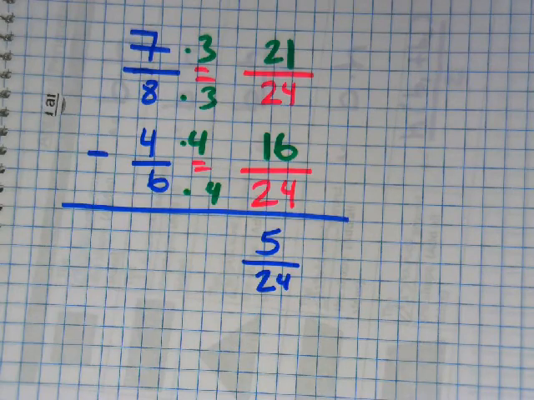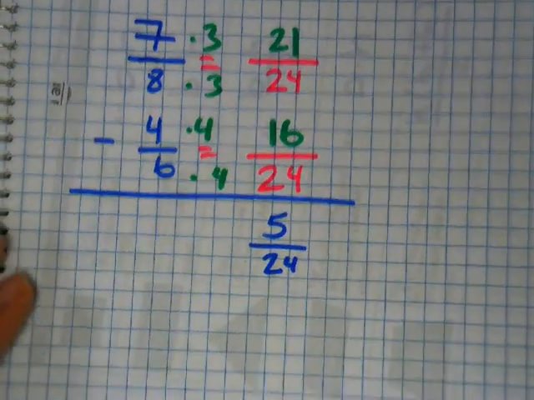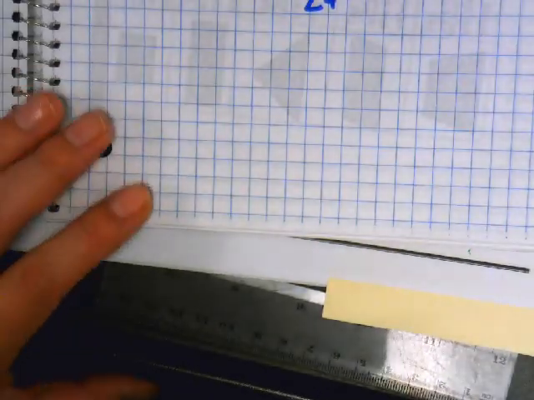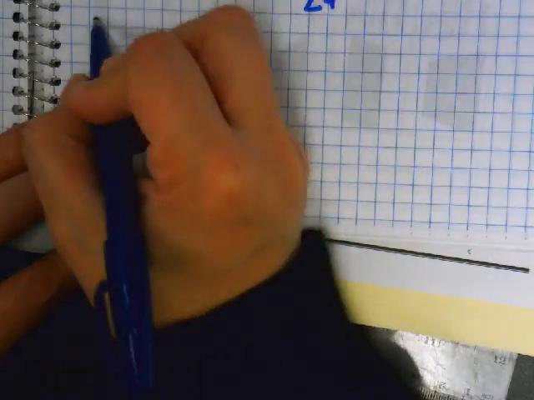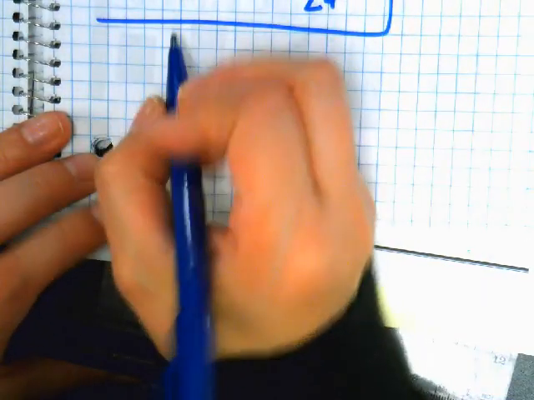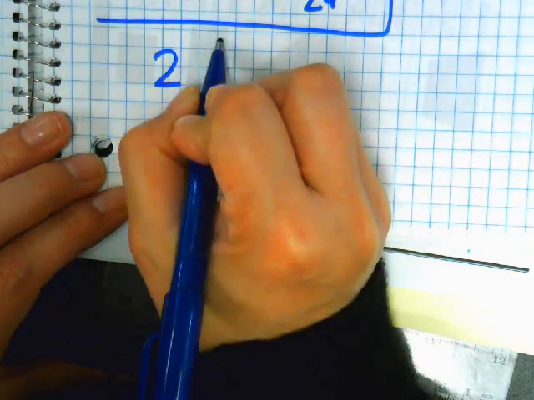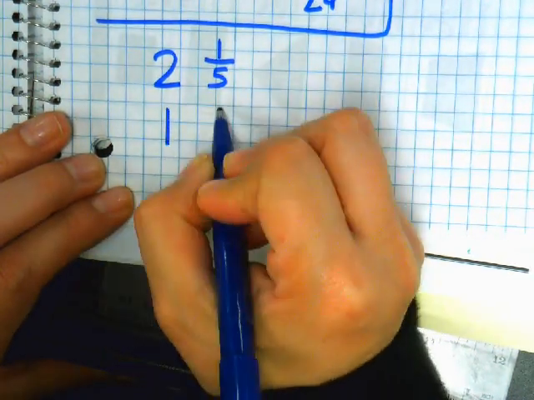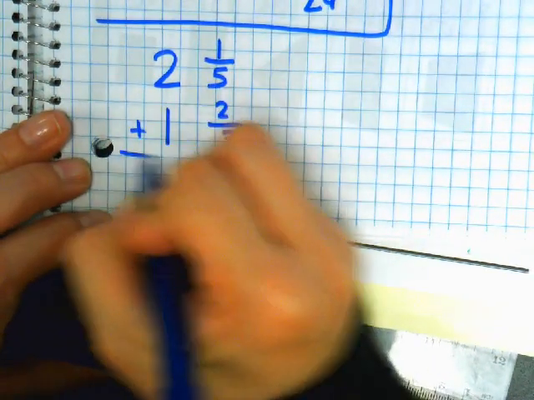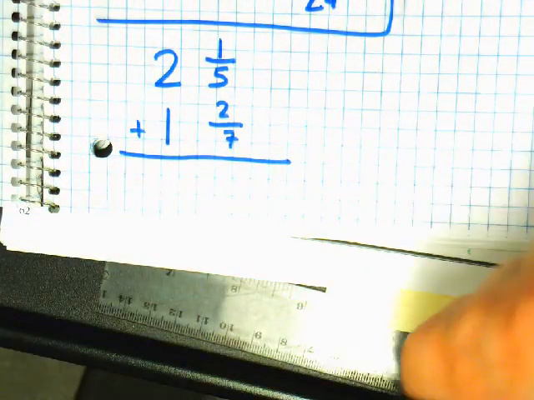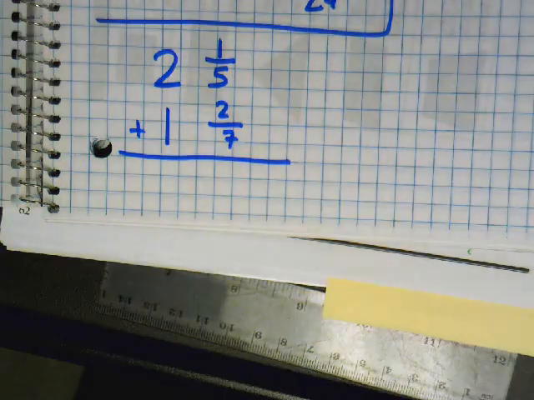Lambert. Good morning. Let's see. Do we know how to do mixed numbers? Yes, you do. All right. 2 1/5 plus 1 2/7. You don't have to turn it into an improper fraction. Only for multiplication.